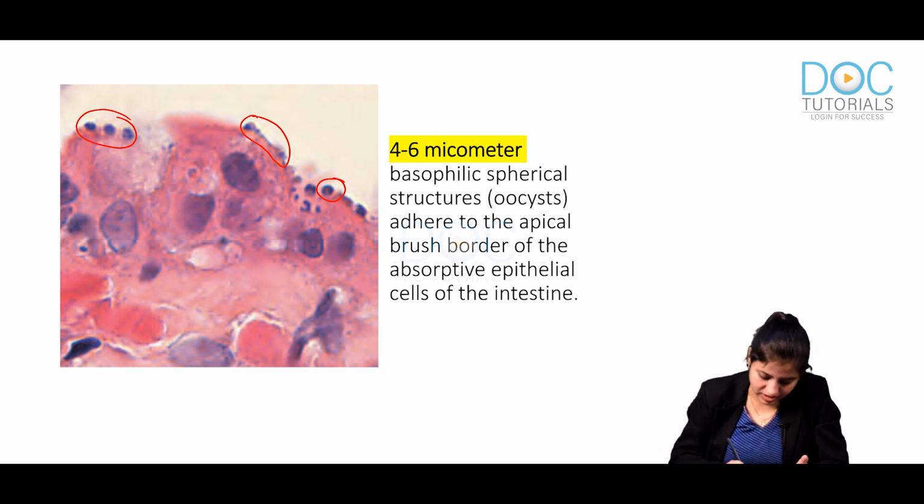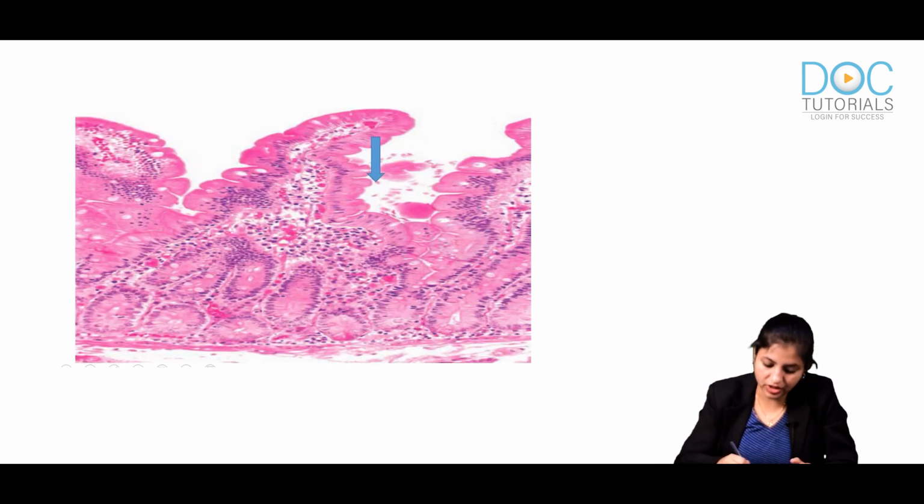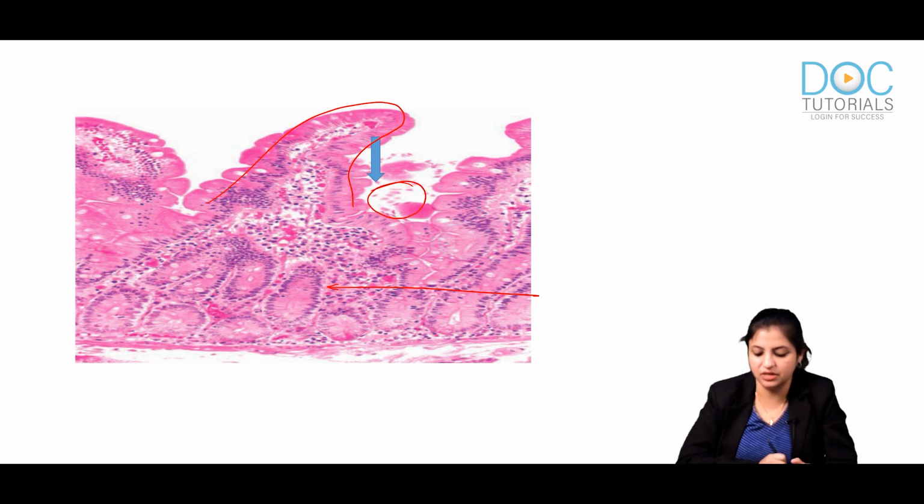You identify this. What is this? So low power showing you these villi. Can you see this? These are villi, and the crypts below, so this has to be small intestine, and in the small intestine you can see some organisms here. These organisms are freely floating like this. These organisms are actually Giardia.